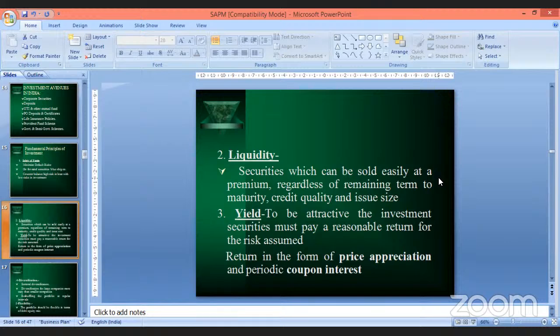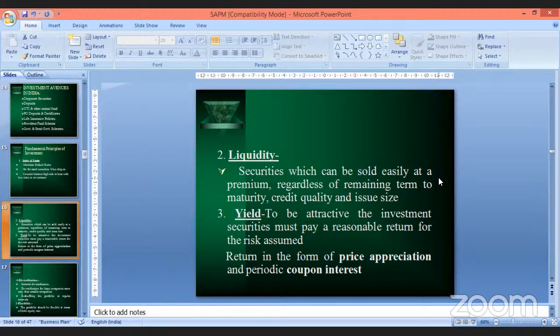So to be attractive, the securities must pay a reasonable return. As an investor, let's say you are expecting a 30% rate of return. If you are getting a 30% rate of return, you can say that my investment is giving me a good amount of yield. Risk is there, you are assuming the risk, no doubt about it. The return comes in the form of price appreciation and periodic coupon interest.